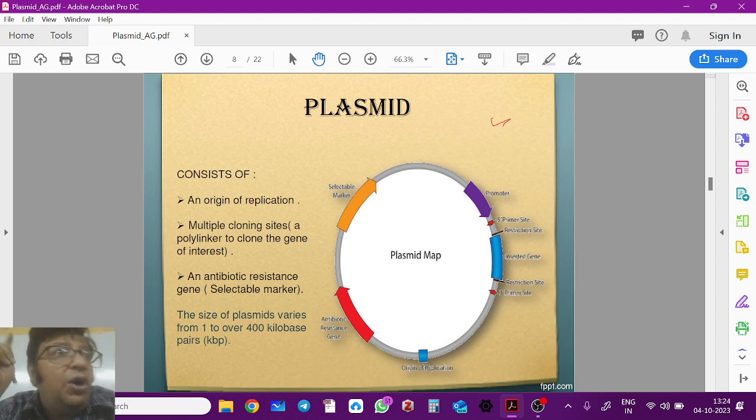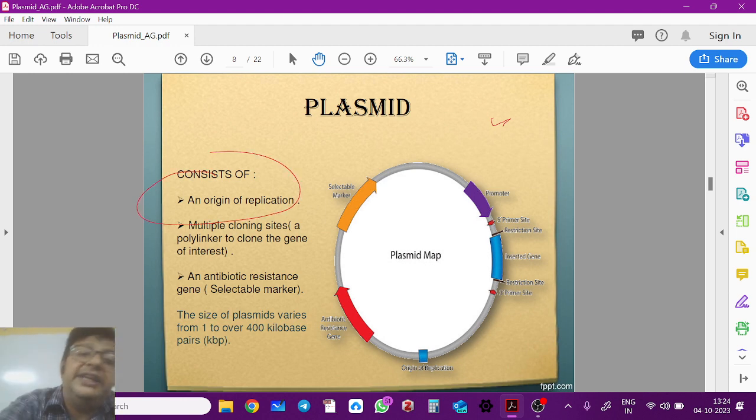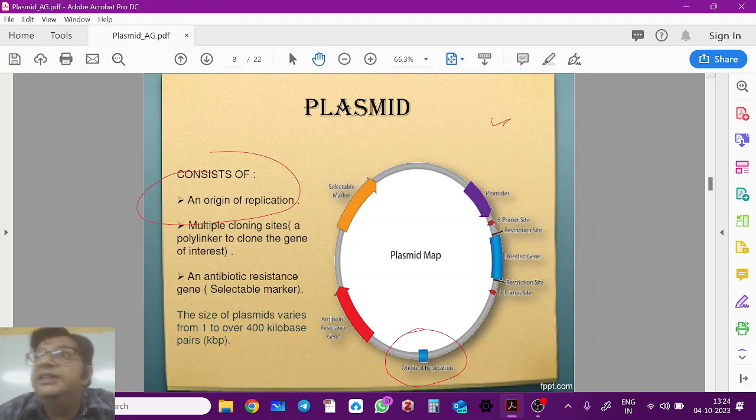Every plasmid, in order to survive, must have certain things. First is an origin of replication. Look, first there is the origin of replication, and in the plasmid map you will find it below the circular plasmid, the blue color box. That region of DNA is the origin of replication.